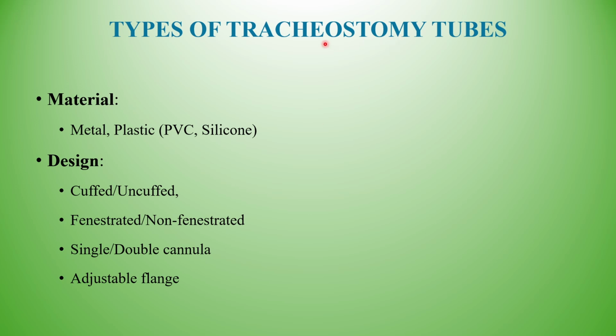Now, the tracheostomy tube types. There are different types of tracheostomy tubes which can be classified according to the material: metal, plastic, PVC, and silicone. Then, design-wise, they may be cuffed and uncuffed, fenestrated or non-fenestrated, single or double lumen, or with adjustable flange.